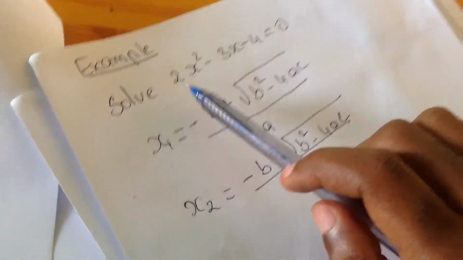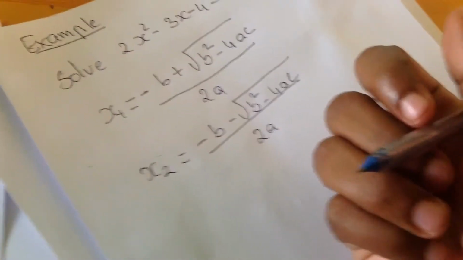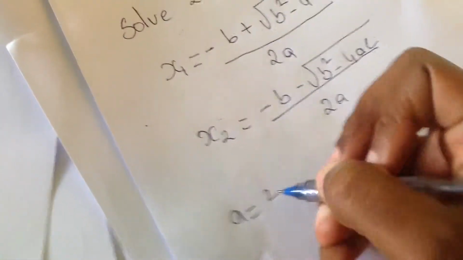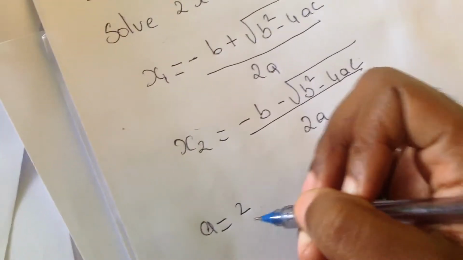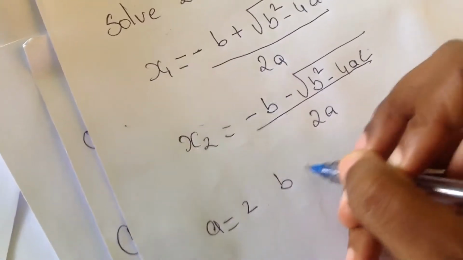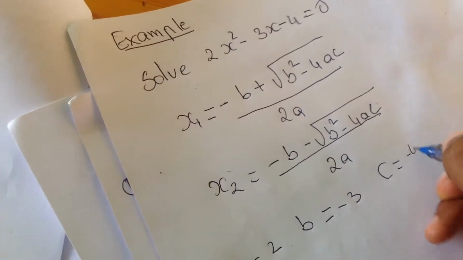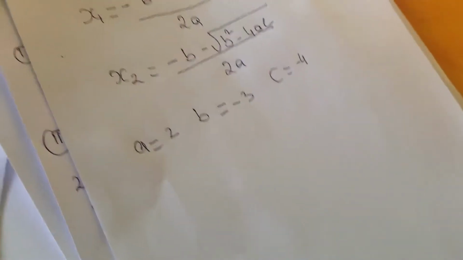Then basically you need to identify what your a, your b, your c are. Your a is always the coefficient attached to your first variable, the x squared. So here a is 2, b is negative 3, and c is negative 4. So basically you are slotting all these numbers into the formula, and then you'll be able to do it.